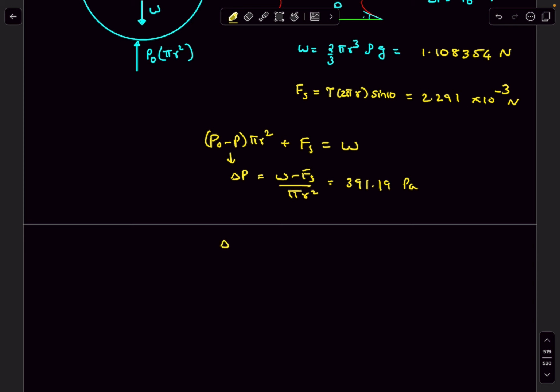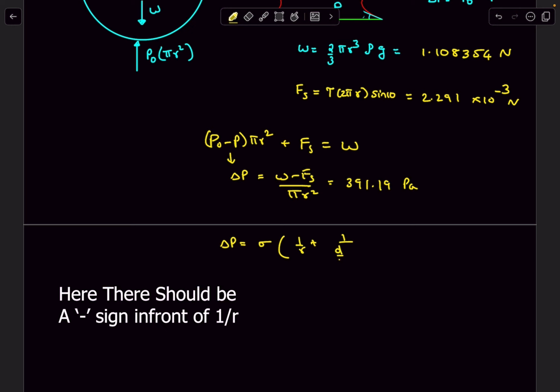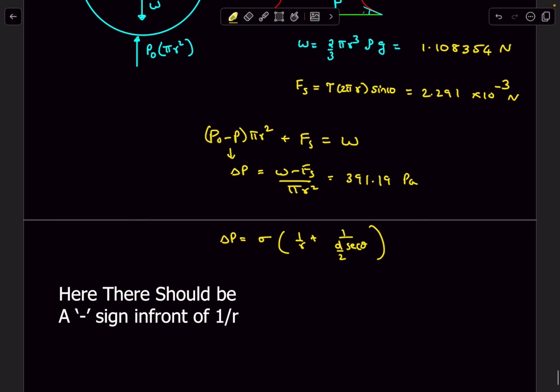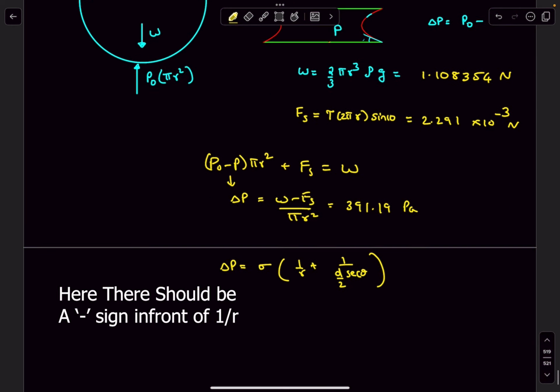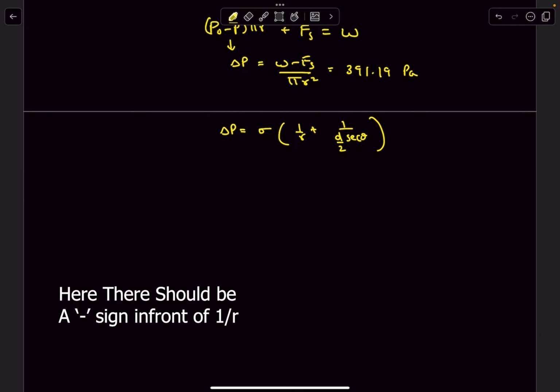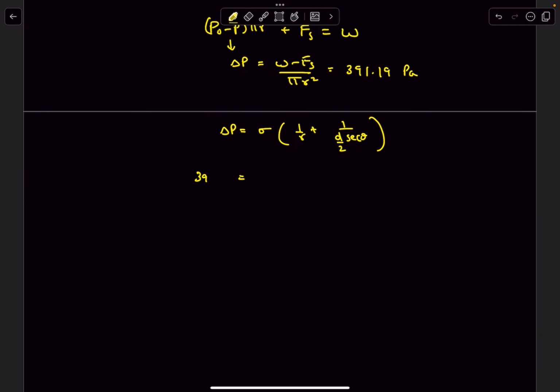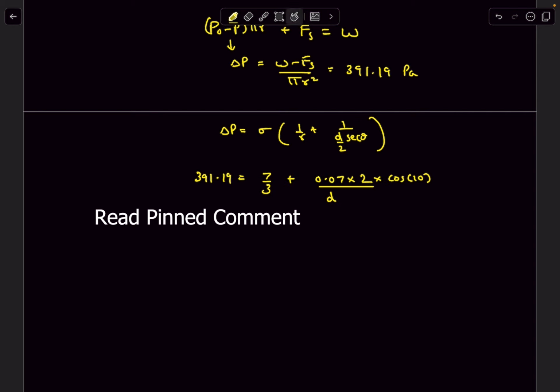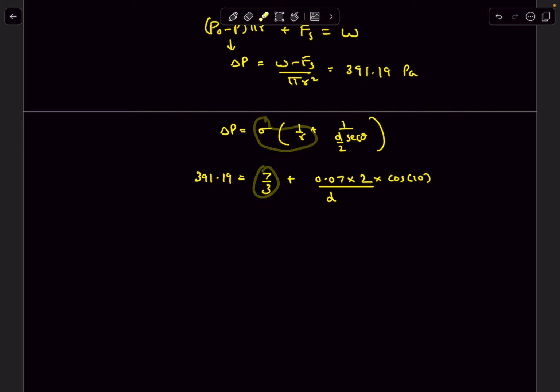So delta P is actually equal to sigma times 1 by R plus 1 by d by 2 secant theta. In the problem they didn't mention R, so usually we neglect it. Delta P we figured out is 391.19 and sigma is 0.07. As you can see, the value sigma by R is actually 7 by 3, so it's extremely small in comparison to the 391 which we have on the left side. So even if we neglect this, it wouldn't change the answer by that much.